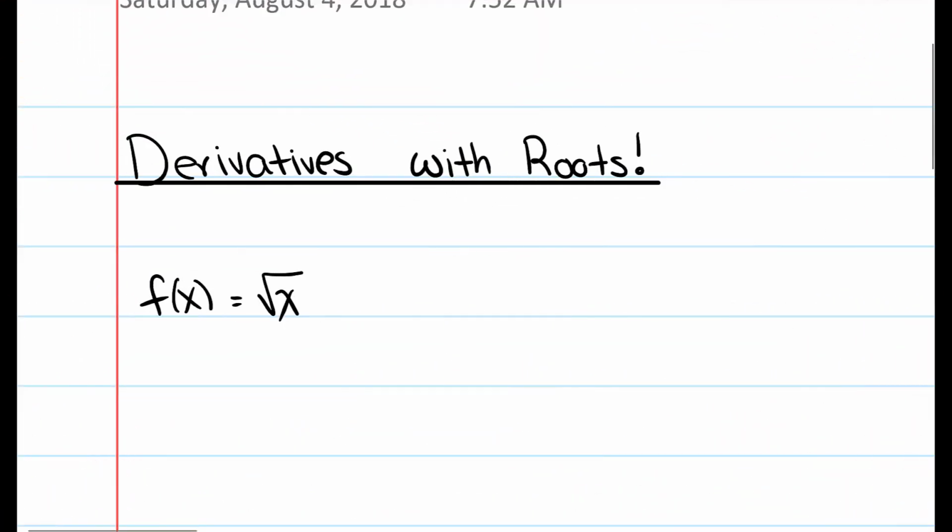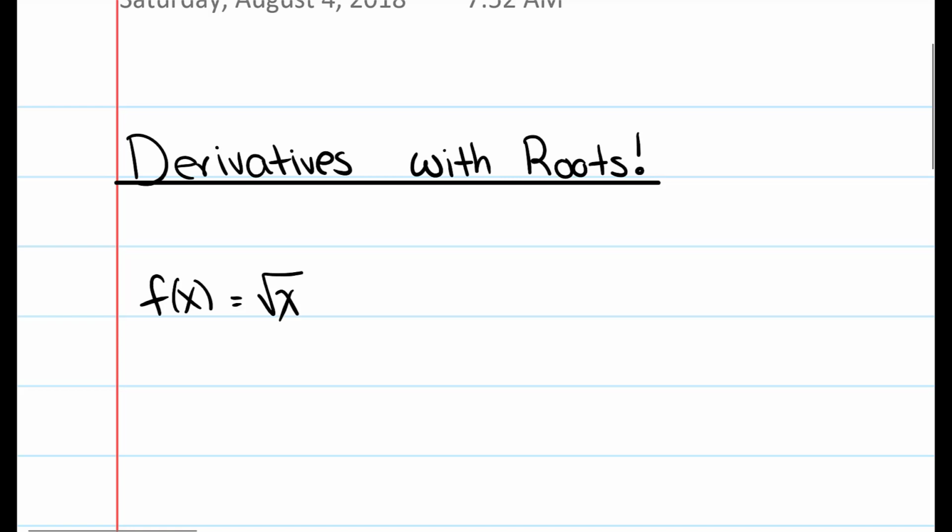In this video, we're going to talk about how to take a derivative when we have square roots, cube roots, fourth roots, 19th roots, and so on. So we're going to start with our most common root, which is a square root. So we have f of x is equal to the square root of x.